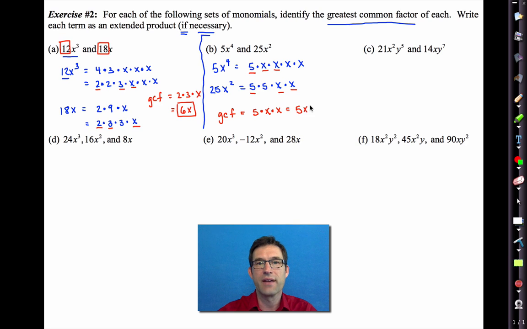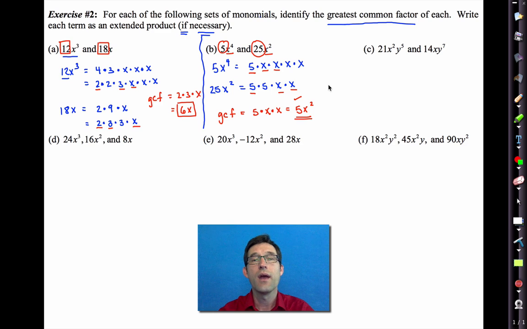So 5x squared. Now again, how can we do this a little bit quicker? Well, we can look at this 5 and this 25, and the largest number that divides nicely into both of them is 5. Then we can look at x to the fourth and x squared and say, well, the largest power sitting inside of both of them that's common is x squared. x squared doesn't have an x cubed. It doesn't have an x to the fourth in it, right? But they certainly have more than just x to the first. They both have an x squared sitting there. So the GCF is 5x squared.